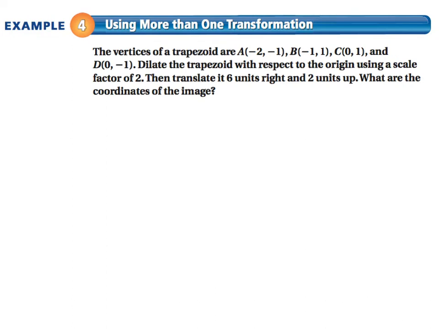Now in examples 4 and 5, we're going to talk about doing more than one transformation. So we could use rotation, translation, reflection, or dilation all in one problem. So the first thing we're going to do is graph the vertices of that trapezoid. So graph the vertices of the trapezoid. And I'm going to pause the video, and I'm going to do that for you.